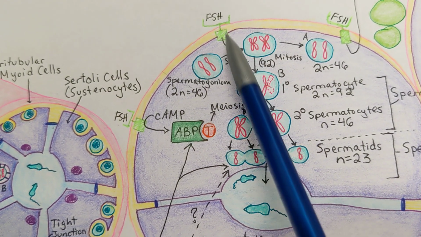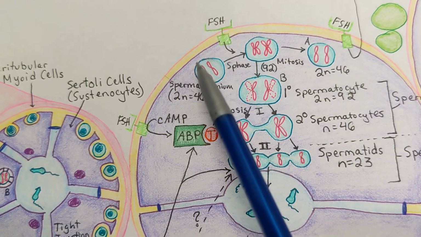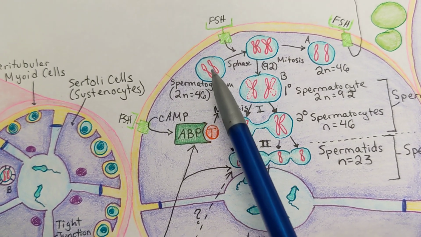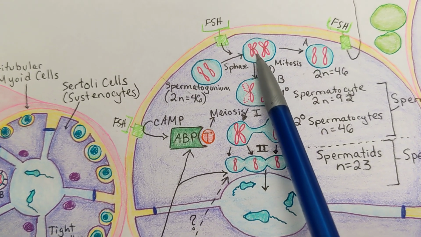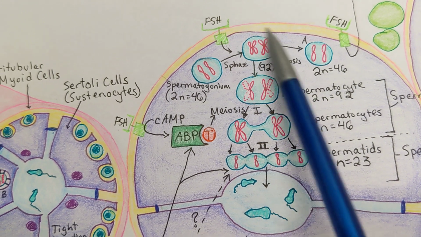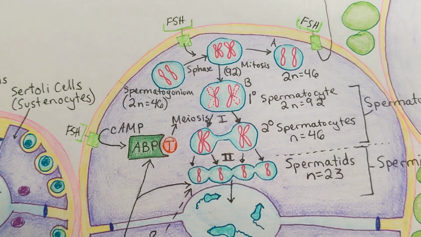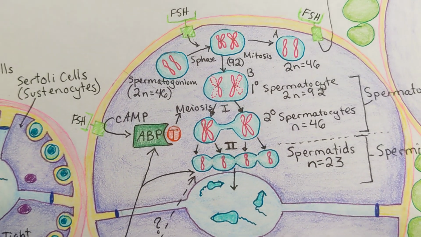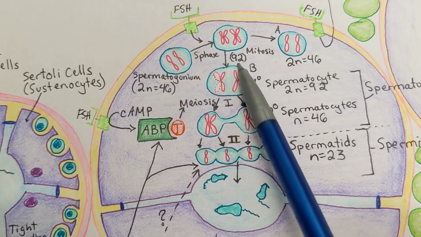So what we can see here is, again, chromosome 2 from mom, chromosome 2 from dad. FSH triggers this spermatogonium to enter into S phase, so to synthesize a copy of each of these chromosomes, ultimately producing copy 1 from mom, copy 2 from mom, copy 1 from dad, copy 2 from dad. So essentially 4 copies of chromosome number 2, for example. And this is happening in all of the chromosomes, for a total of 92 individual chromatids.